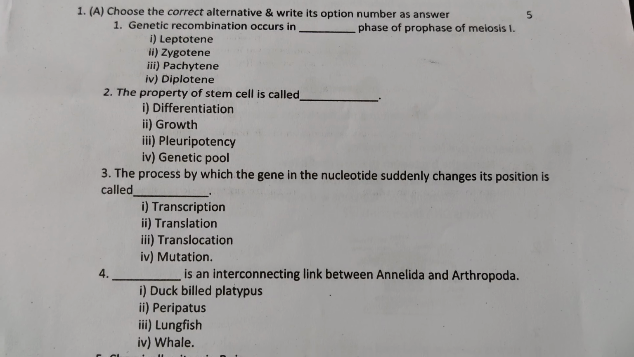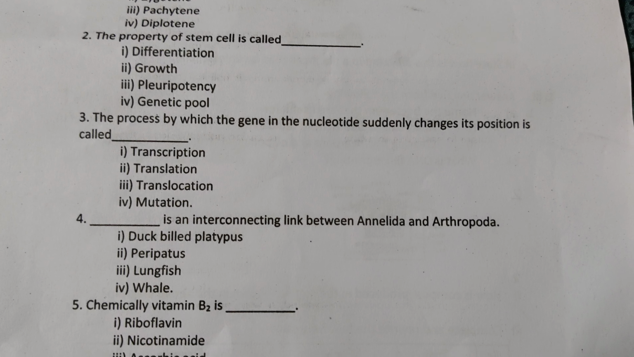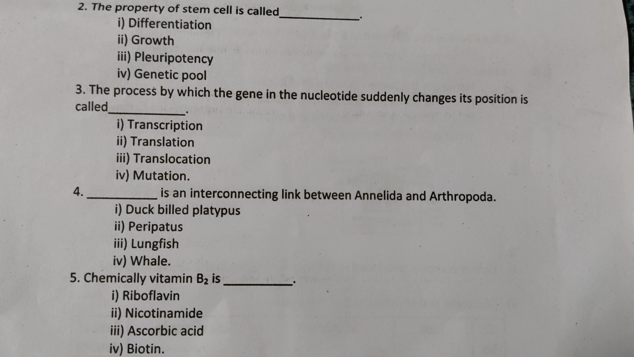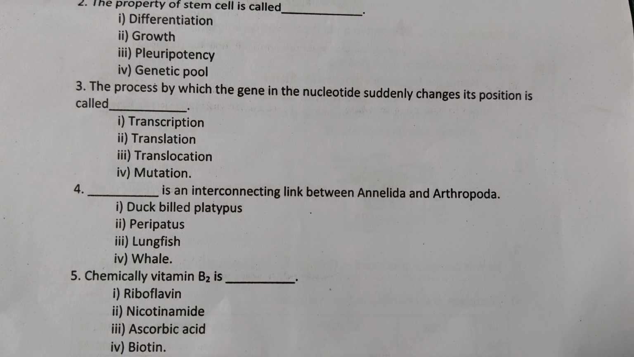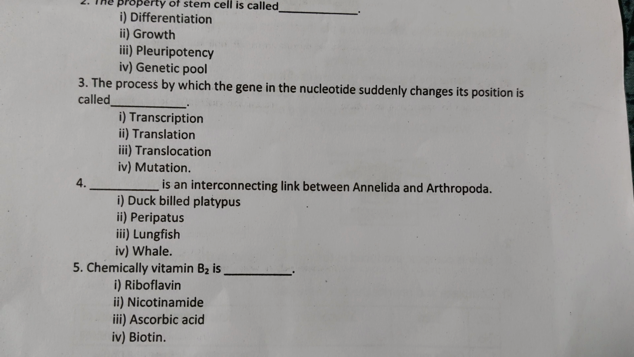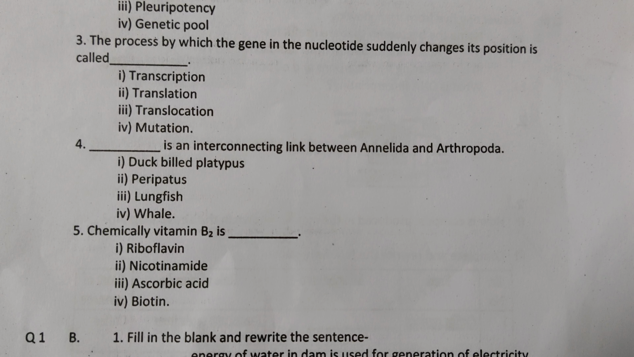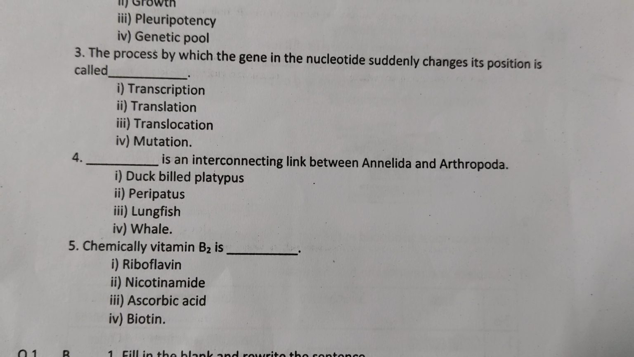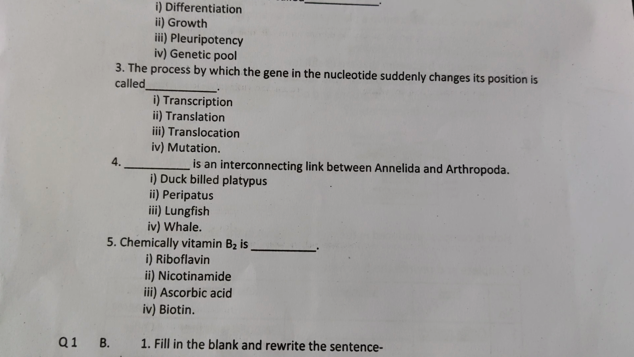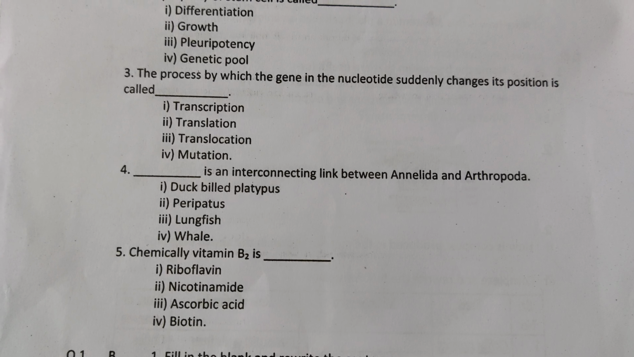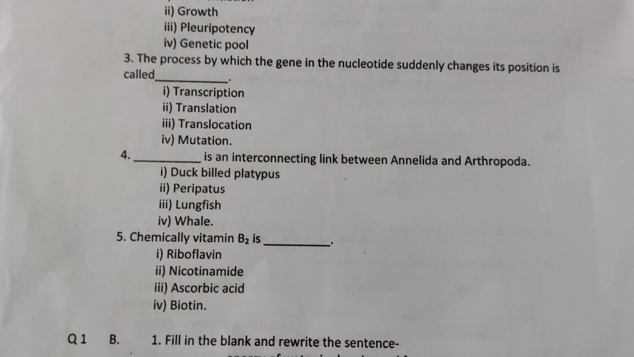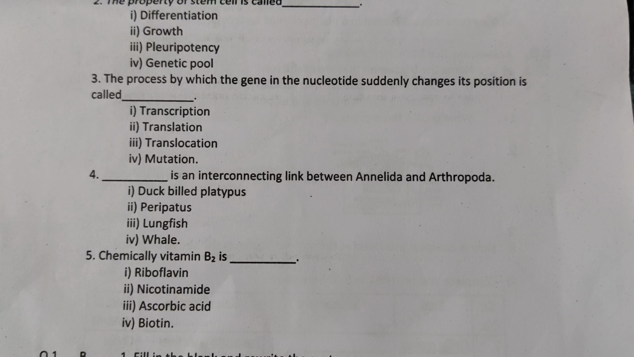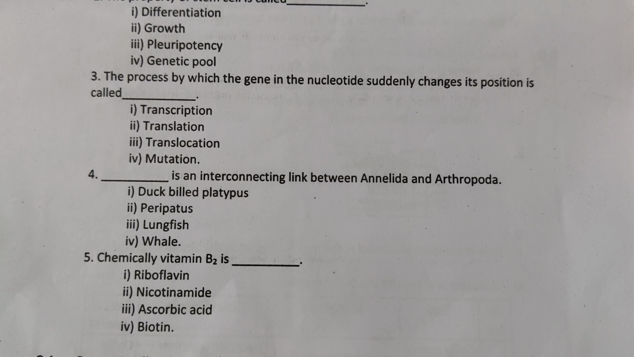Pluripotency. The process by which the gene in the nucleotide suddenly changes its position is called mutation. Number 4. Dash is an interconnecting link between Annelida and Arthropoda. And the answer is 2. Peripatus. Chemically, vitamin B2 is dash. The answer is 1. Riboflavin.